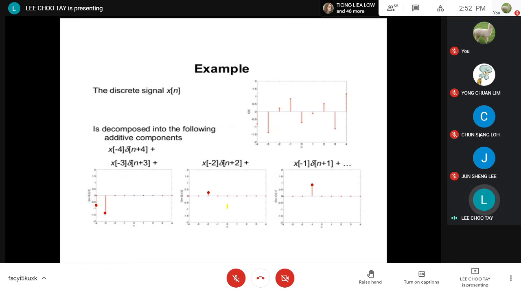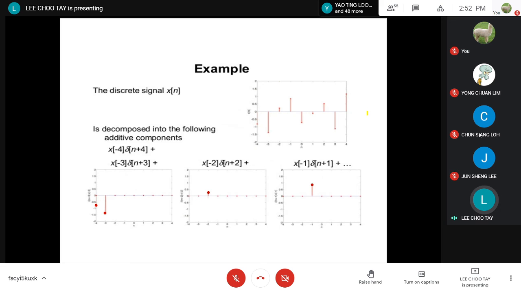Okay. Example here, I have a discrete signal xn that is represented by this waveform. I have a pulse at n equals minus 4, another pulse at n equals minus 3, one at n equals minus 2, and so on. So I have pulses for all these values of n from minus 4 to plus 4.